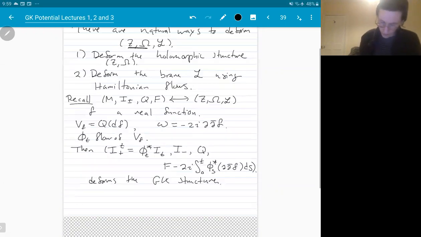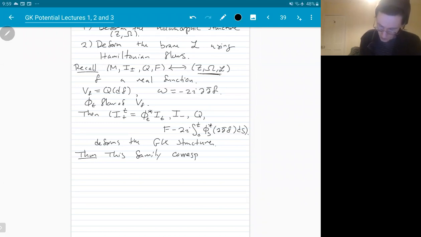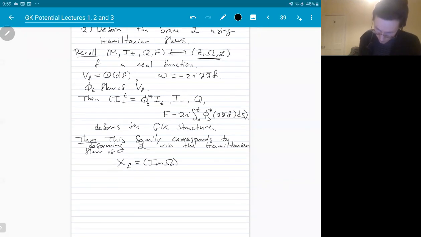And the result, or the theorem, we can describe this in terms of deforming this Morita equivalent setup. So this family corresponds to deforming L via the Hamiltonian flow of a vector field on the space Z itself, it's the Hamiltonian flow with respect to the imaginary part of the pullback of df.